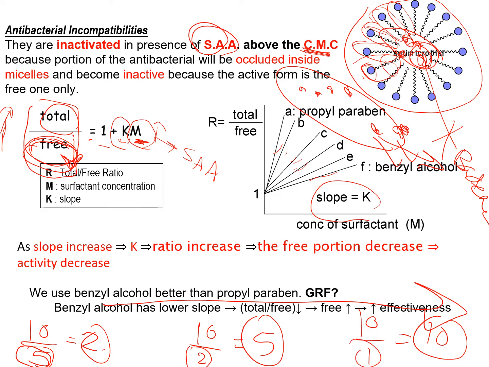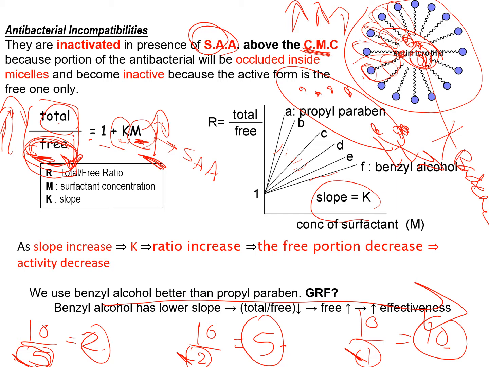So when I tell you that when M increases, total over free increases from 2 to 5 to 10, total is constant. It means that the free fraction is reducing from 5 to 2 to 1. When the free is less, it means activity is less. Okay, so you can understand now, by increasing the amount of surfactant, the number of micelles becomes more and more, so more preservative will be entrapped, and less preservative will remain free.